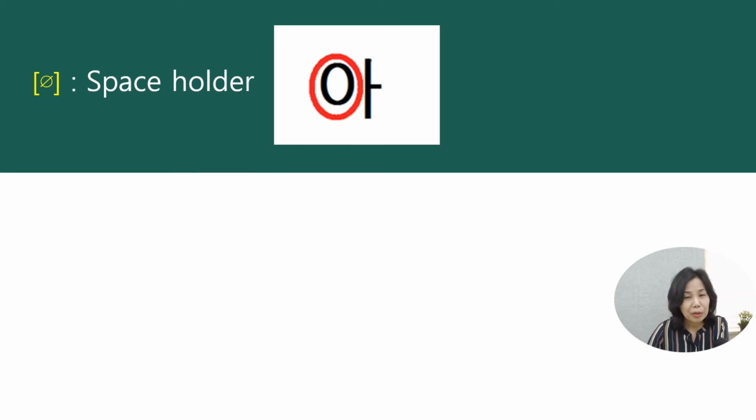You know the rule. Consonants must come first. But ㅇ has no sound when it comes in the beginning. The silent ㅇ is called a space holder. It just keeps the space because of the rule.